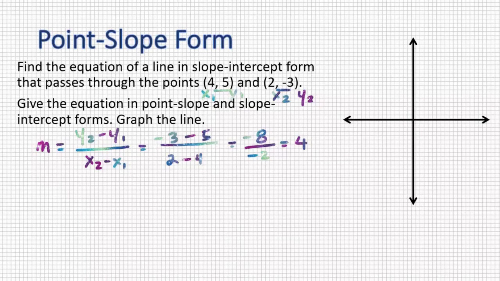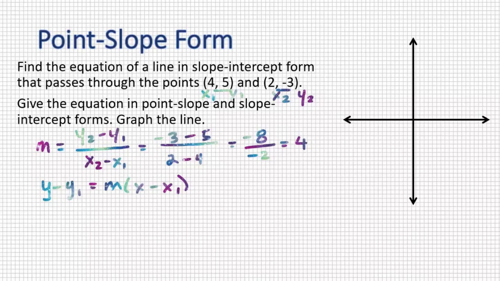Now we'll look at the point slope form. The formula looks like this: y minus y1 is equal to m times x minus x1. So choose one of your points, either (4, 5) or (2, negative 3), to be the point that you'll use. Since I've already labeled (4, 5) as (x1, y1), let's go ahead and use that one.